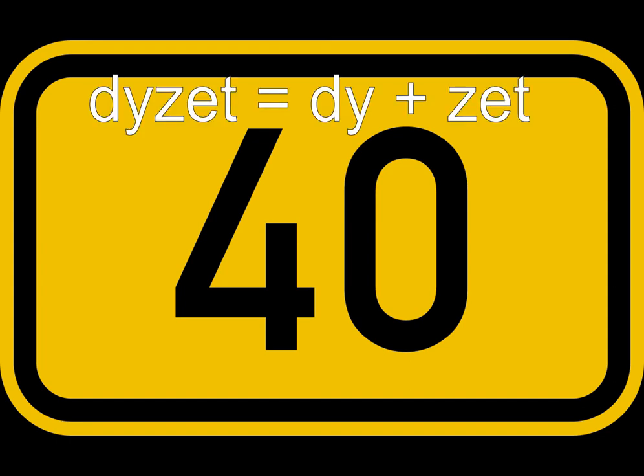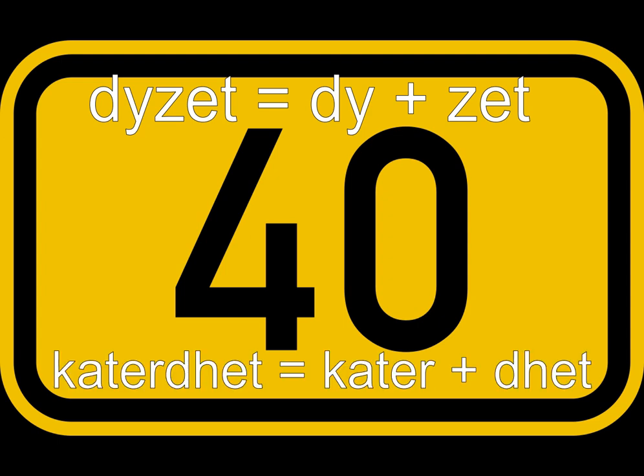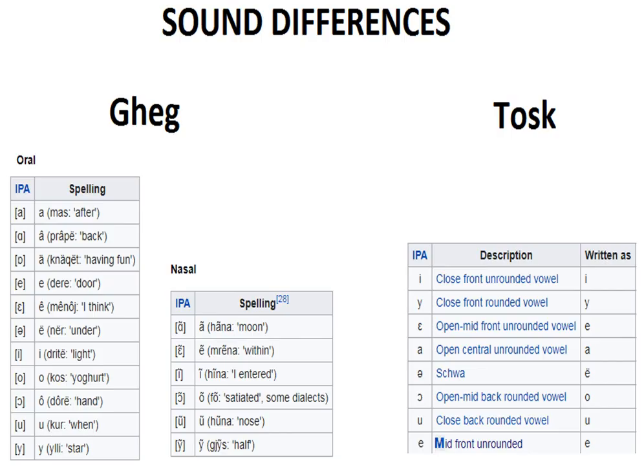As you may hear, the way both say the number 40 differs between the two dialects. In Tosk, you say dyzet, so basically 2 times 20, while in Gheg, you say katërzet, which means 4 times 10. The other ones are the same. Let's look at other things now, like sound changes.